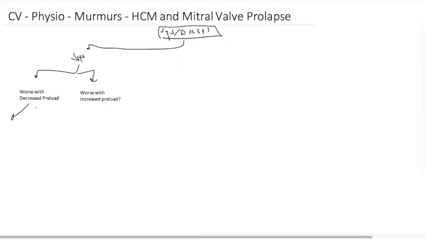So here we have two: hypertrophic cardiomyopathy murmur and mitral valve prolapse. Here we have obviously a couple other ones, like aortic stenosis. There's a couple other ones here actually: VSD, pulmonic stenosis is also here. And I understand I'm using a lot of abbreviations, but just bear with me for the moment.